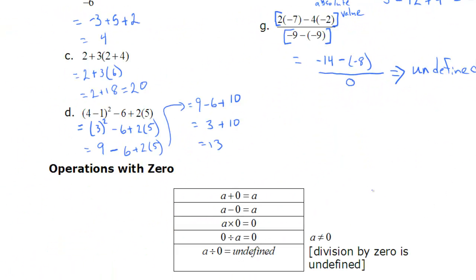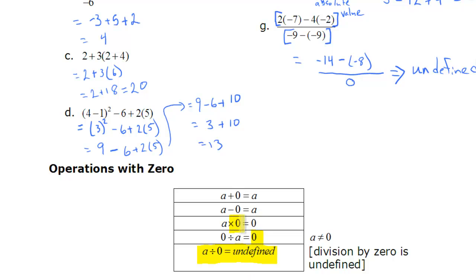And that undefined will lead us to the final part of this lesson, which is just highlighting the operations with 0. The last one there is actually what we just ran into. We're not allowed to divide by 0. The one just above that is if the 0 is in the numerator, so dividing into 0. Well, if you do that, the answer is always 0.